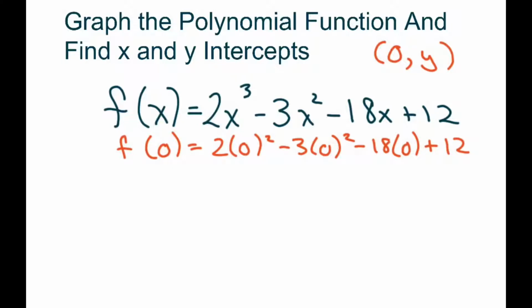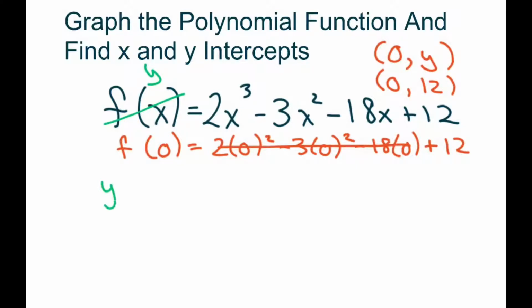And what happens, this all zeroes out. So my y-intercept is just (0, 12). Now to find your x-intercepts, that is when y is 0. So this is like your y here. We can just make that y.